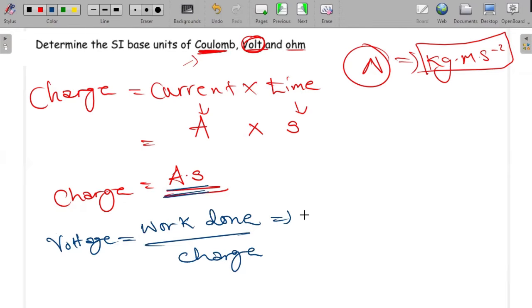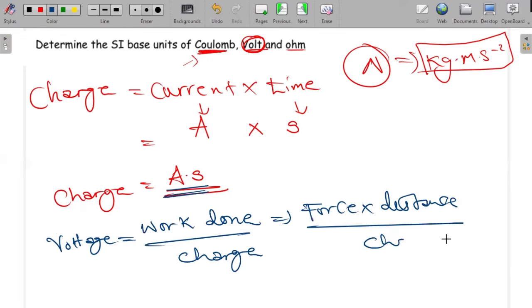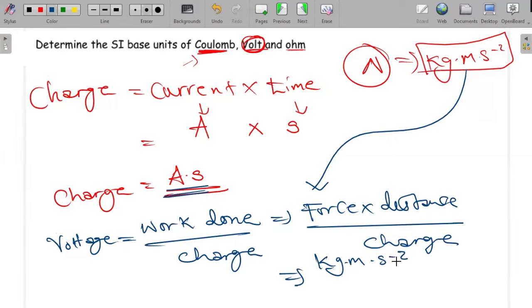Force times distance. Very good. Work done is equal to force multiplied by distance, and this divided by charge. We've already found the SI base units for charge. Force has SI units of Newton, so we're going to plug it in: kg meter second to the power minus 2, multiplied by distance. Distance is measured in what? In meters, divided by amp second, like that.